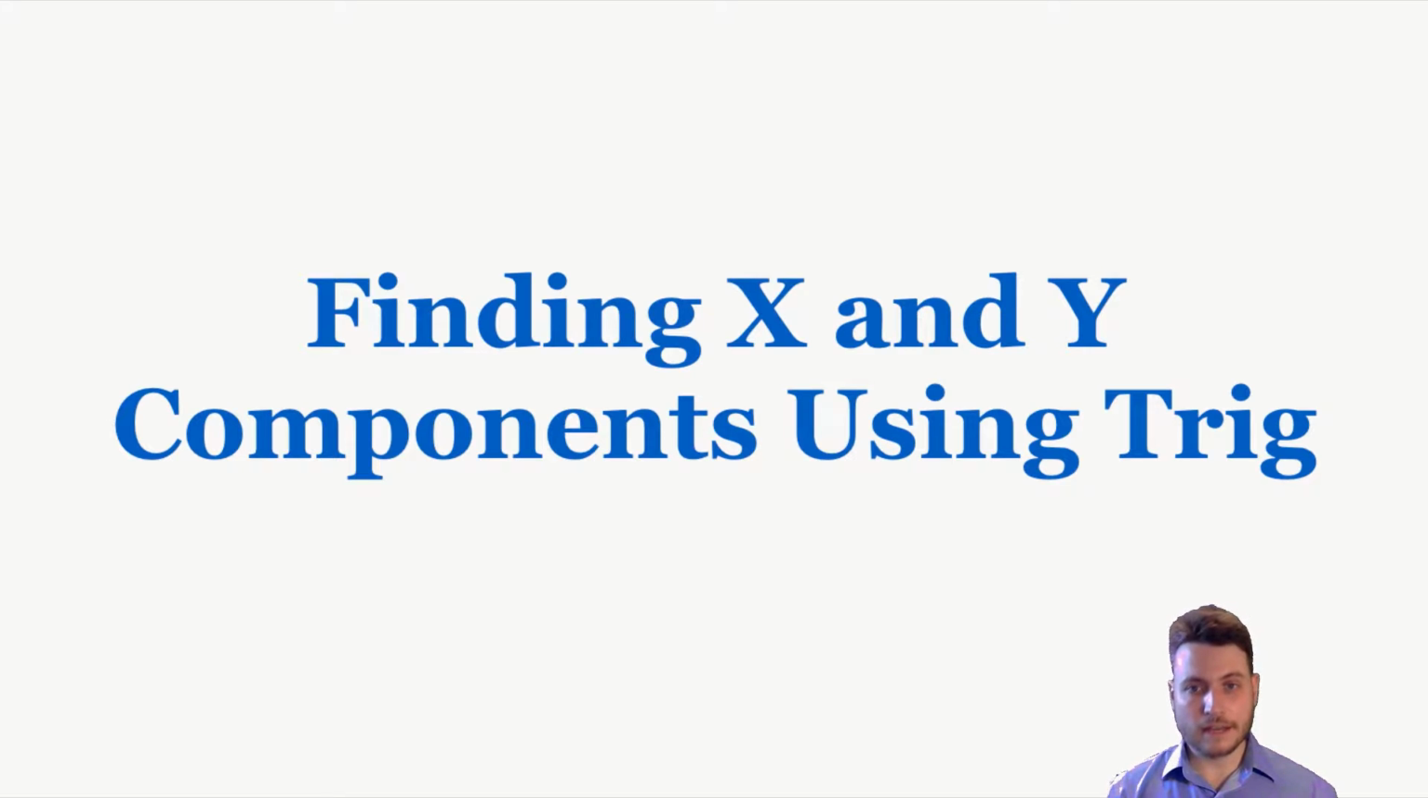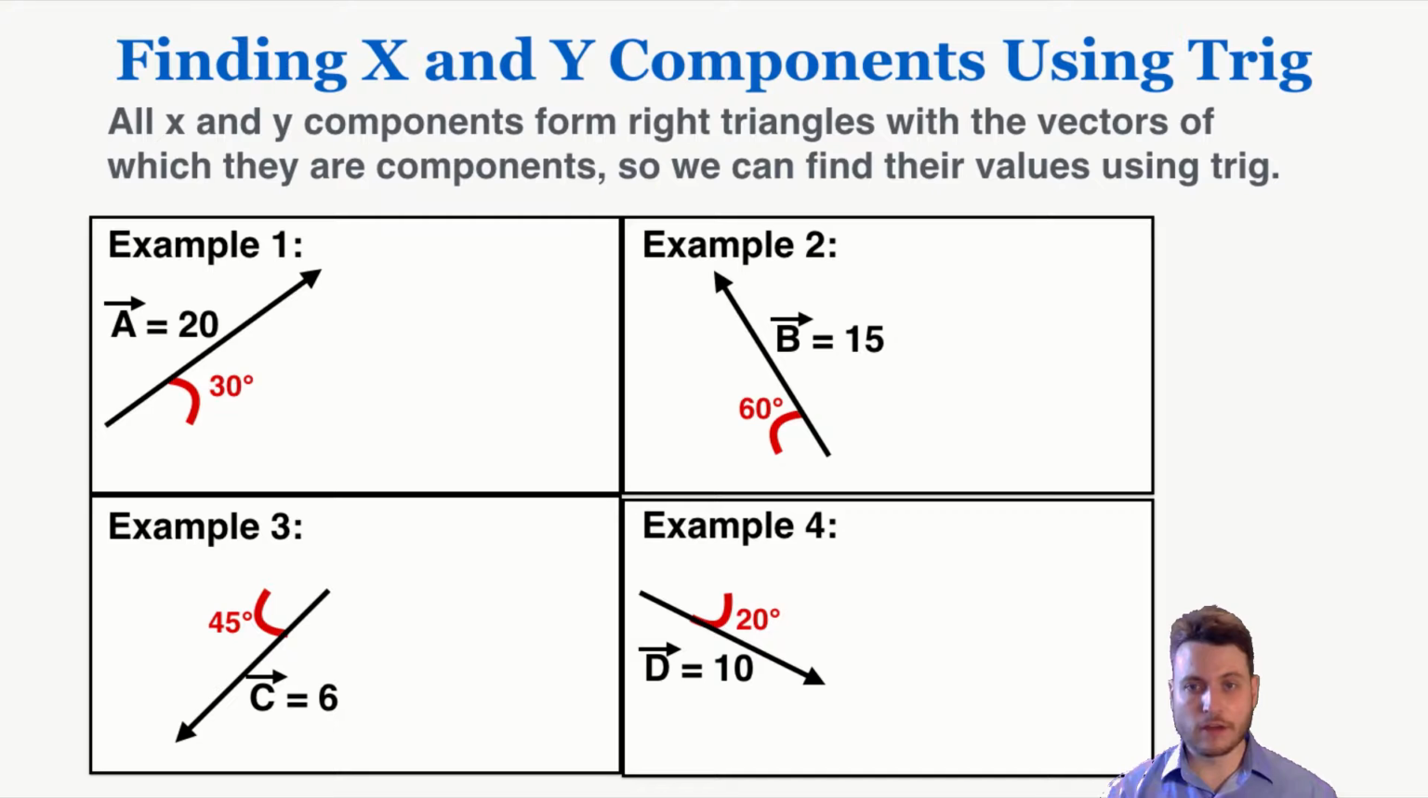This video is about finding x and y components using trig. All x and y components form right triangles with the vectors of which they are components, so we can find their values using trig. I'm going to give you an example. So each of these vectors has an x and y component.